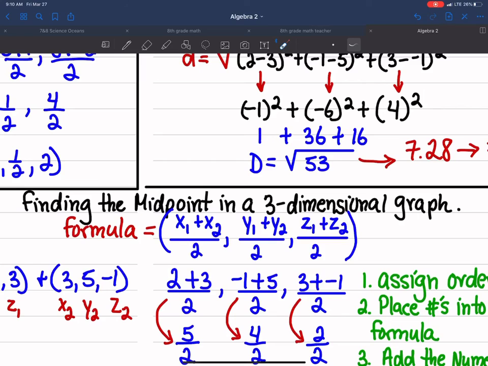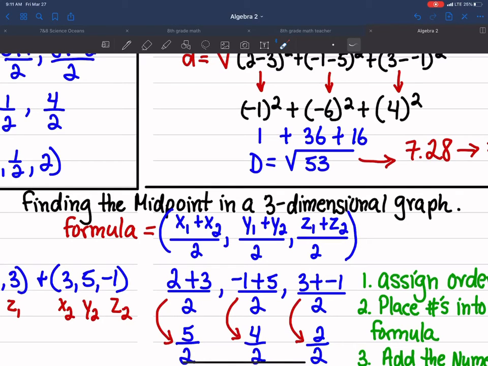finding the midpoint in a three-dimensional graph. The midpoint in a three-dimensional graph. So the formula for that is basically the same as the two-dimensional graph or plane. The only thing we're adding is this area over here. We already work with x1 plus x2 over 2 and y1 plus y2 over 2. The only thing we're adding now is z1 plus z2 over 2.